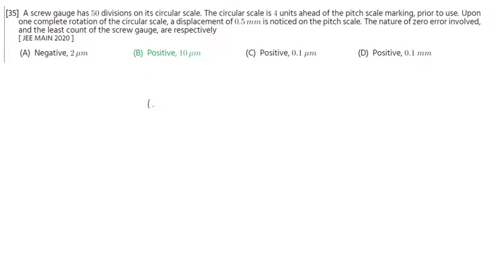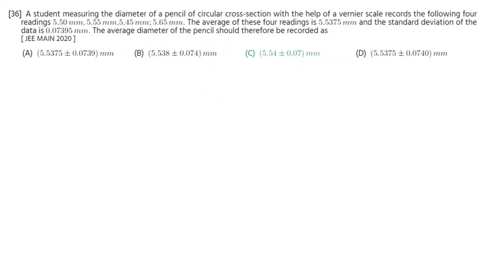Okay, the least count they are asking. What is the formula? Pitch divided by number of head scale divisions. So the least count will be pitch, 0.5 mm, divided by the number of divisions, 50. So that is 1 into 10 power minus 5 meter we can write. It is 10 micrometers. So option B.